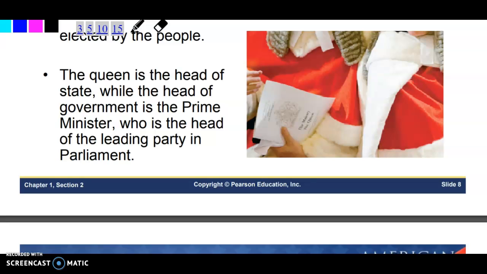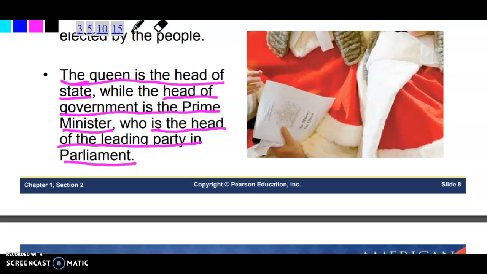Something else about the United Kingdom's democracy, we all know about the Queen of England. So the queen or whoever is the monarch of that time, so that's the queen for right now. The queen is the head of the state, while the head of the government is the prime minister, so the prime minister is the head of the leading party in parliament.